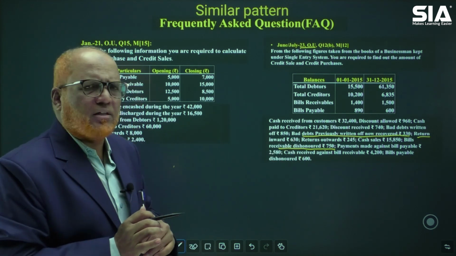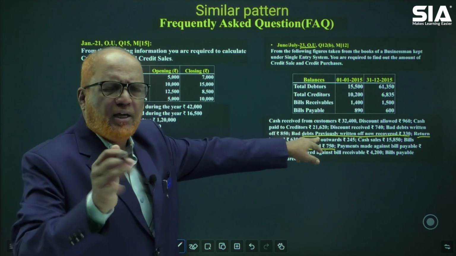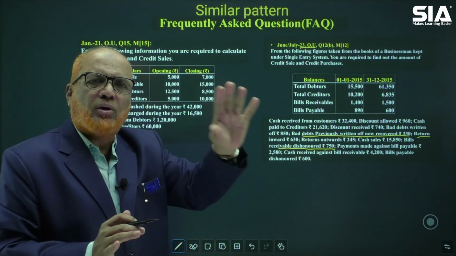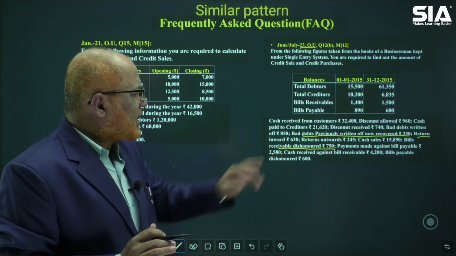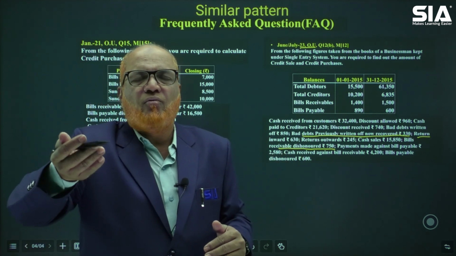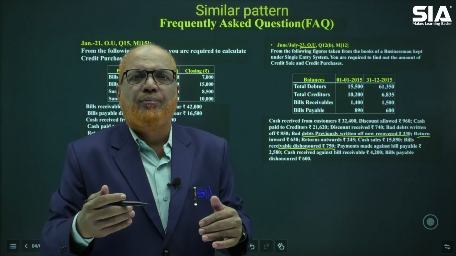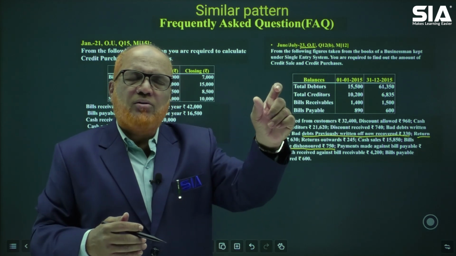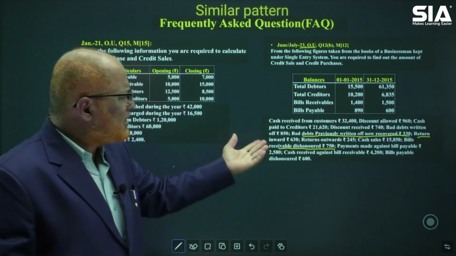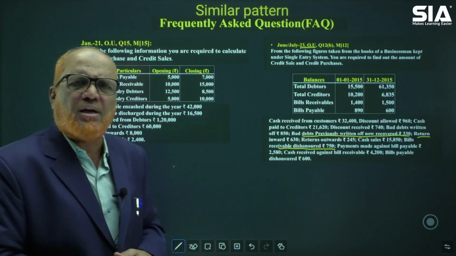Only two new points are there. One new point, completely ignore: bad debts recovered will be ignored, will not come in total debtors account or bills receivable. Secondly, bills receivable dishonored. So reverse the entry. What we have passed when we receive, so entry will be debtors account debit to bills receivable. These are the two new points. Remaining all points are same.